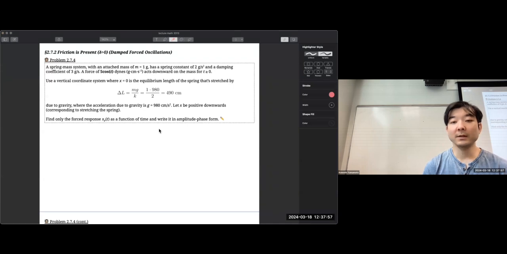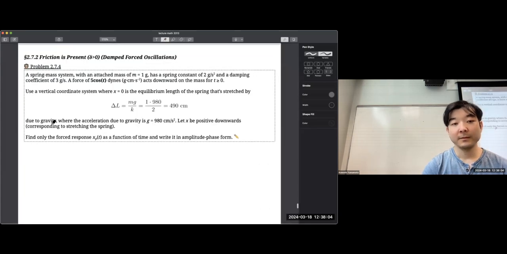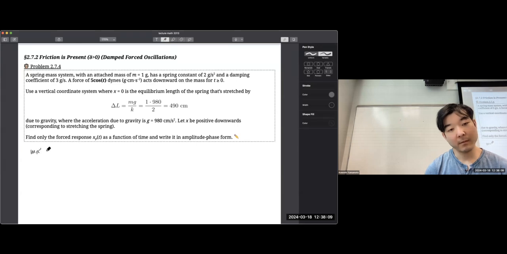So let's just start with our equation. When you have damping, it's going to be m x double prime plus delta x prime plus kx. And then we're going to have some external force, which they tell us what it is. So let's say you have a force of 5 cosine of t. They give us all the other information.